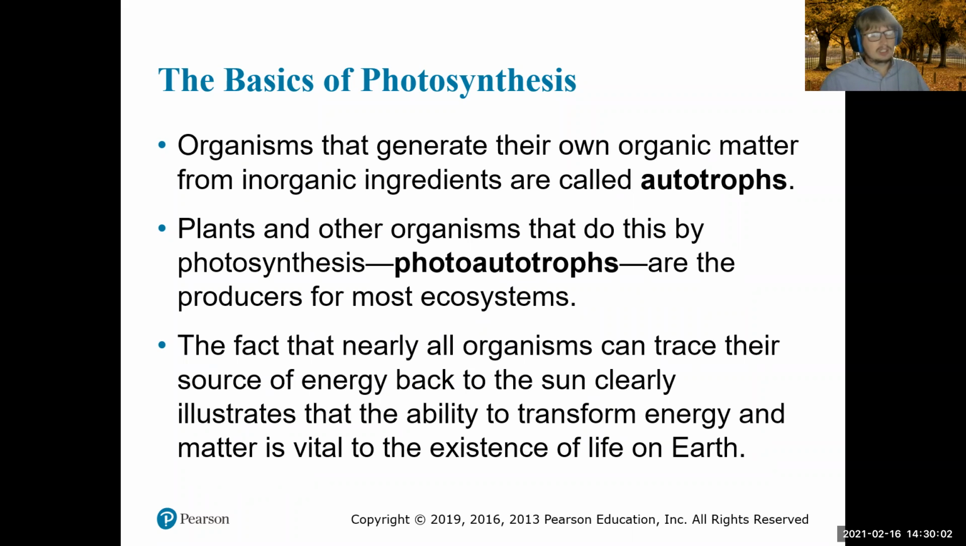So the basics of photosynthesis is that it is a process that occurs in organisms called autotrophs. And so these organisms are generating their own energy. They don't have to consume other organic molecules in order to generate their own energy. There are different kinds of autotrophs. We're going to focus on photoautotrophs for this chapter because we're specifically interested in photosynthesis. And photoautotrophs are the organisms that undergo photosynthesis, and these are the primary producers for most of the ecosystems that you find around the world.